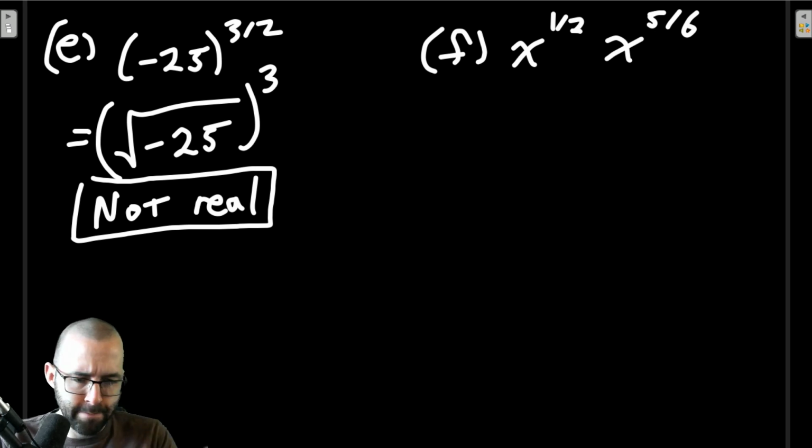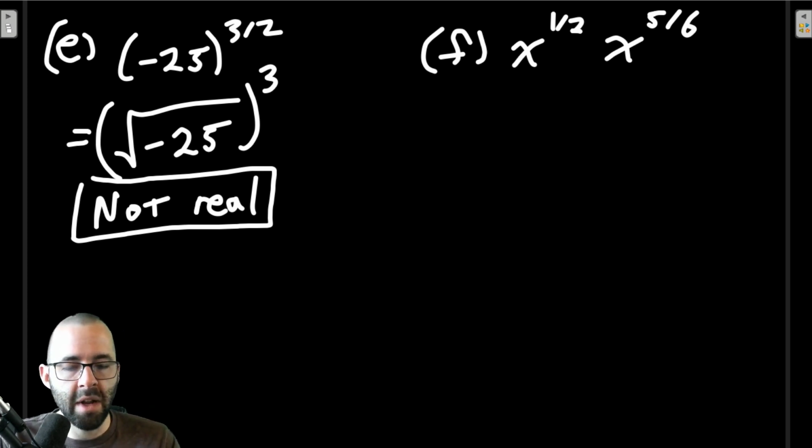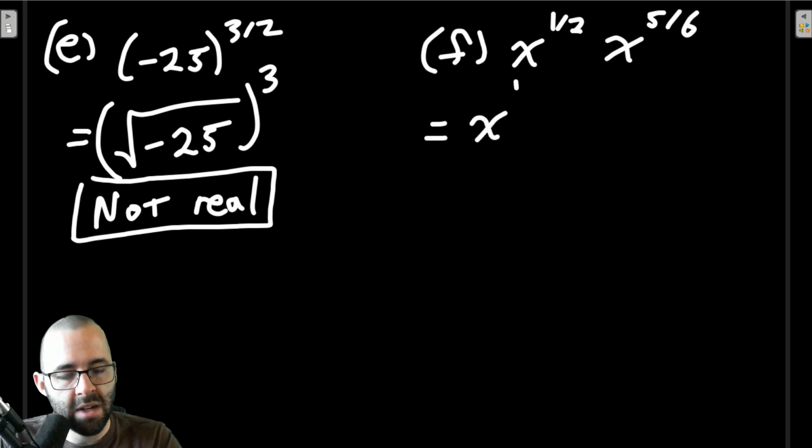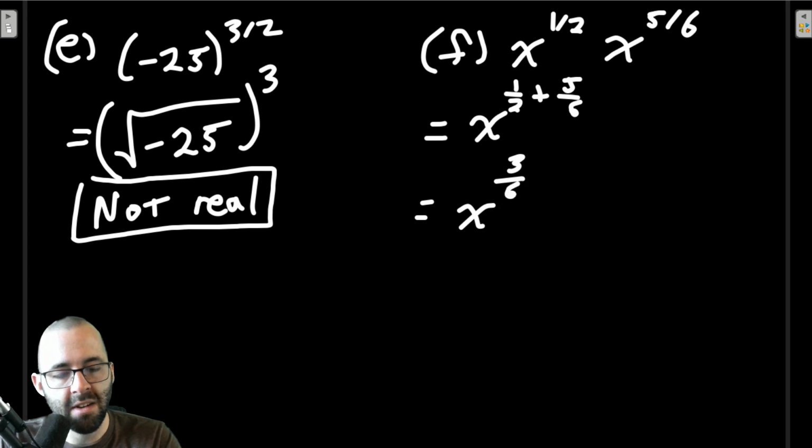In part F, notice that both of these have the same base. The bottoms of these exponential expressions are both x's. So we can just add the exponents. We'll have x raised to the 1/2 plus 5/6. And again, your calculator can help you with 1/2 plus 5/6, or you can get a common denominator. 1/2, that's the same as 3/6. Multiply the top and the bottom by 3. So 3 over 6 plus 5 over 6 is 8 over 6.